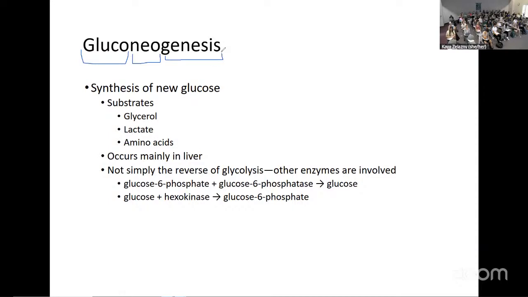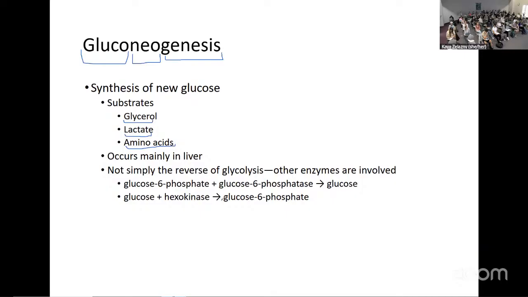So when we say gluconeogenesis, making new glucose, we're focused on the liver. When we make new glucose, rather than peeling it off of glycogen like we did in the previous slide, of glycogenolysis, we make it out of glycerol, we make it out of lactate, and we make it out of amino acids. It's mostly happening in the liver. It's not exactly reversing glycolysis. There are different enzymes involved, but it's a little similar to doing the reverse of glycolysis.